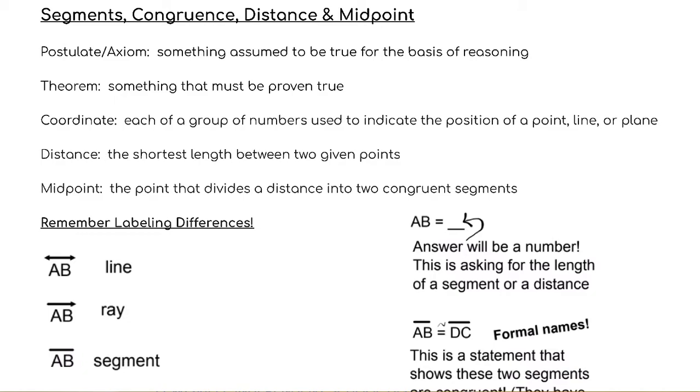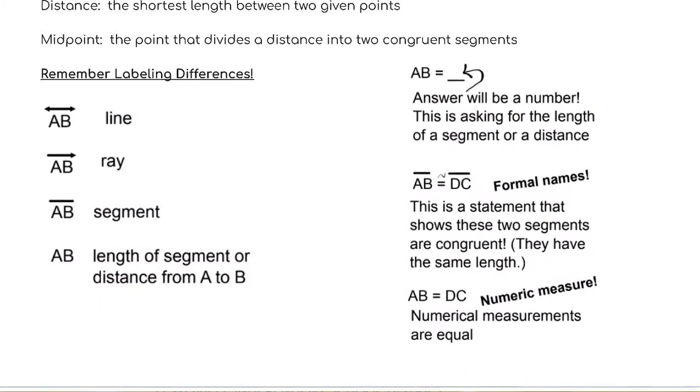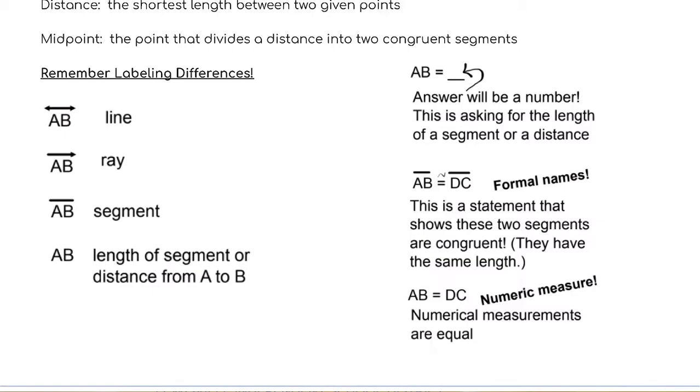Distance, the shortest length between two given points. And midpoint, the point that divides a distance into two congruent segments. Things to keep in mind: labeling differences between geometry terms.